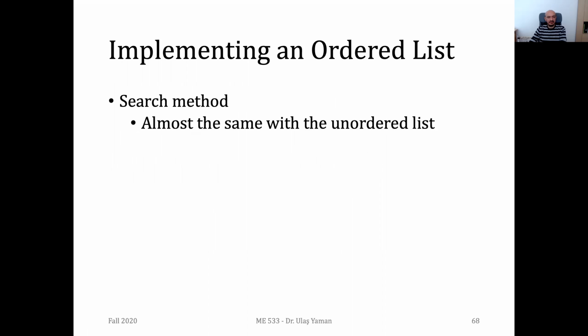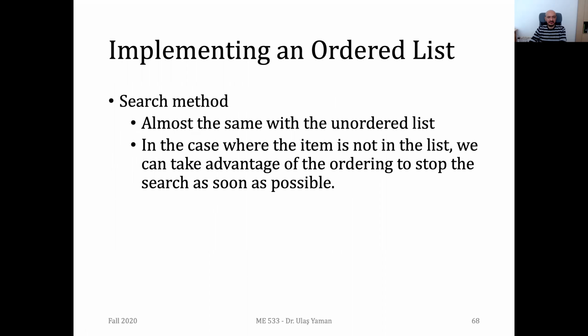Now we will be looking at the search method first. It's somehow similar, but we have an advantage here. Since it's an ordered list, if you are looking for a specific integer value and you find a value which is higher than the value you are looking for, then you shouldn't go on. You should stop right at that point. Since it's an ordered list, you cannot find your smaller value in the higher range.